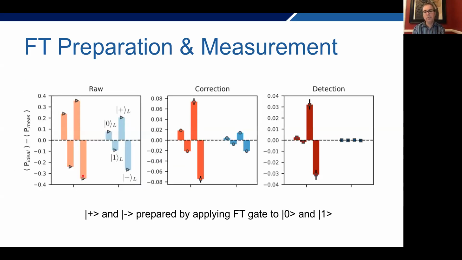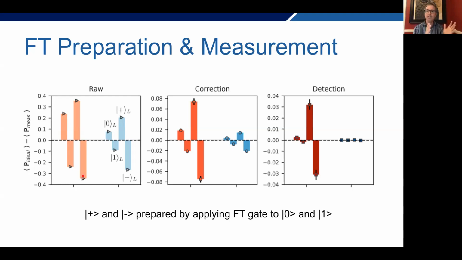So experimentally, the group at Maryland has run the following experiment. They prepare the logical states. They measure in the appropriate basis of that state. So if we prepare in Z, we measure in Z, prepare in X, measure in X. And then we compare the ideal outcome to the measured outcome as a function of what we do.